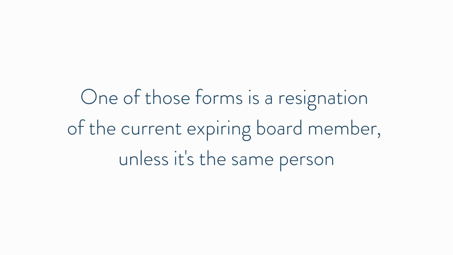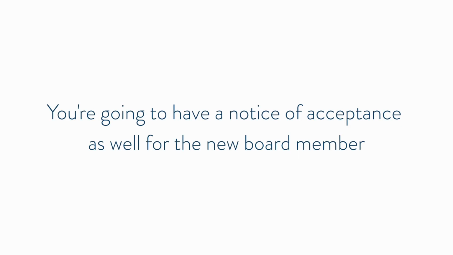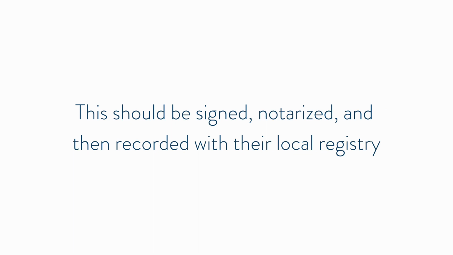And then, to properly have this person on the board, you're going to have a couple of forms that are going to be filled out. One of those forms is a resignation of the current expiring board member, unless it's the same person, and then you're going to have a notice of acceptance as well for the new board member. And this should be signed, notarized, and then recorded with your local registry. And that's the steps that you're going to take should you want to run in an election for a trustee seat.